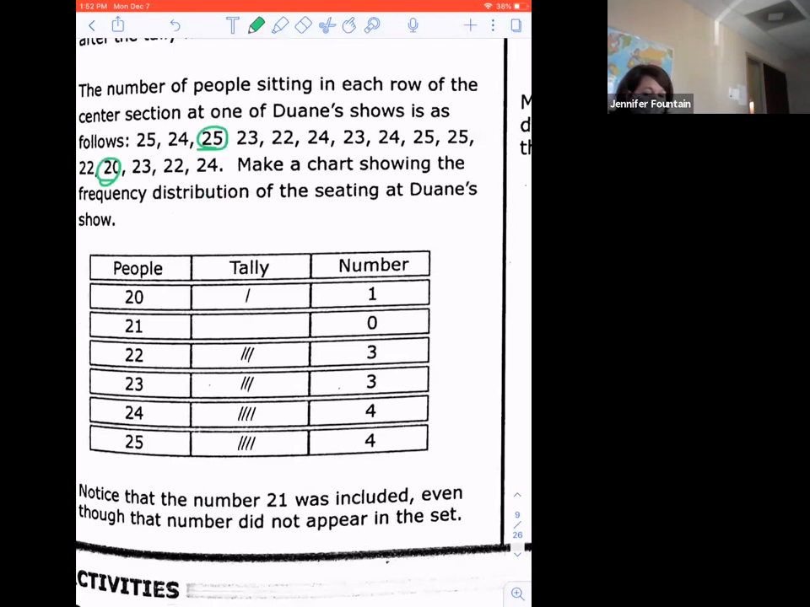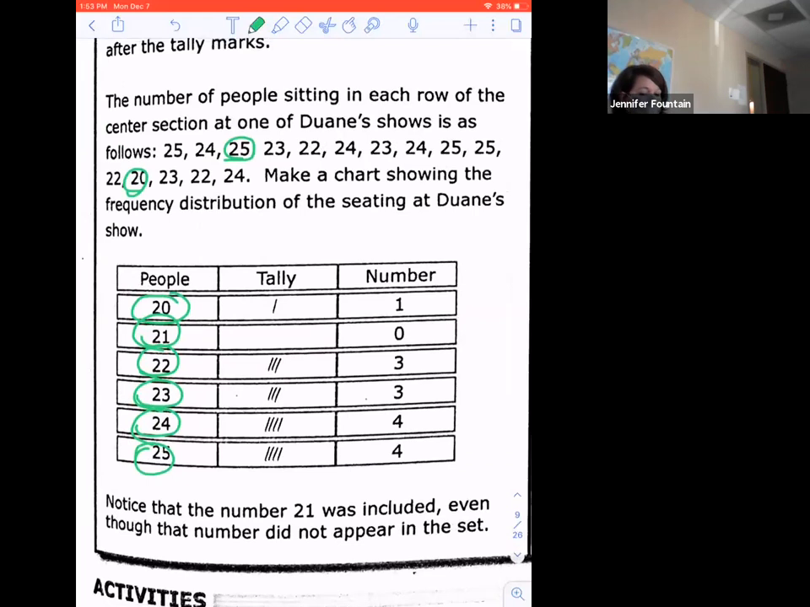So what they did is they said, okay, I'm going to list all the numbers between 20 and 25. So they said 20, 21, 22, 23, 24, and 25. So they've made a chart saying, okay, this is the number of people. Then I have a column to tally, and then I have a column to give my final number. So how many times do I see 20 in that list? One time, so there was one tally. How many times do I see the number 21? Looking for 21 in that list up here. Is 21 listed at all?